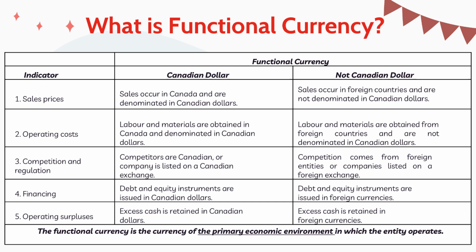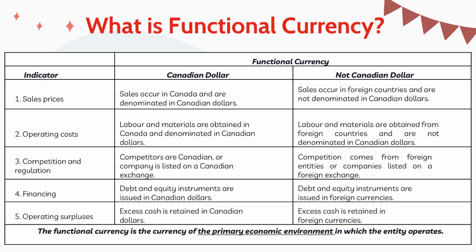The first factor is your sales price. Are your sales in Canada, and are they denominated in Canadian dollars? If yes, then your functional currency is also Canadian. If not, then you're probably using something else. The second indicator is operating costs. Do you pay all of your labor, your materials, and all your suppliers using Canadian dollars? If yes, your functional currency is Canadian dollars. If not, then you're using a different currency.